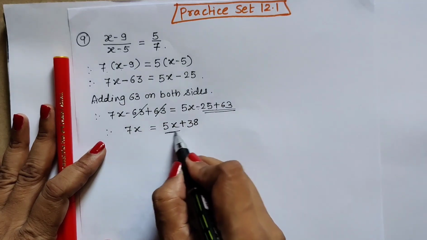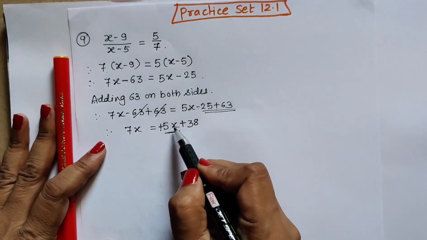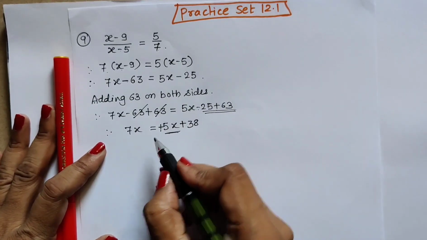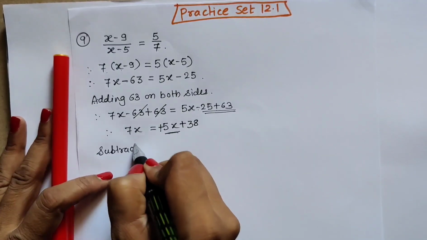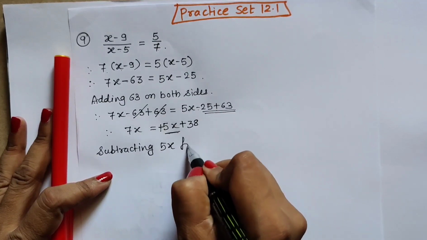Now this 5x should be transferred. Now this is having plus sign. No sign means plus sign. That means here it is added. Now we have to do subtracting. Subtracting 5x from both sides.